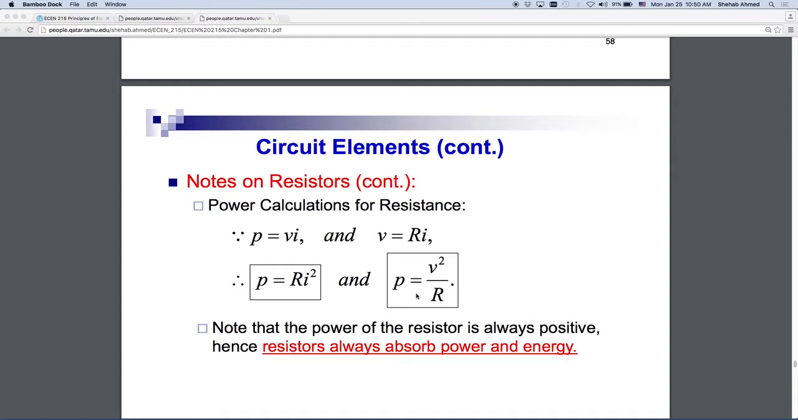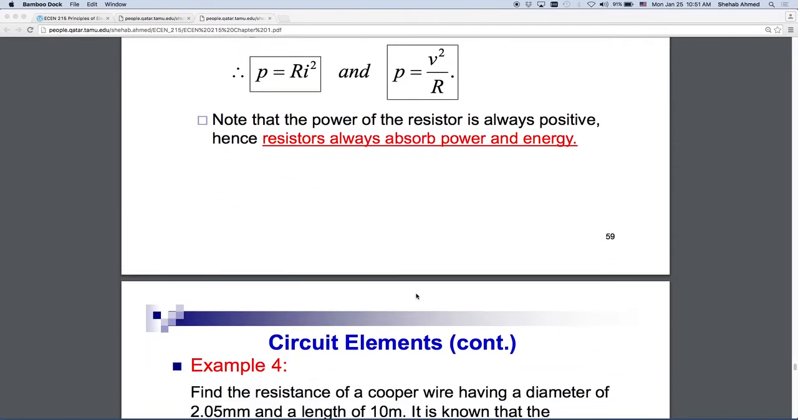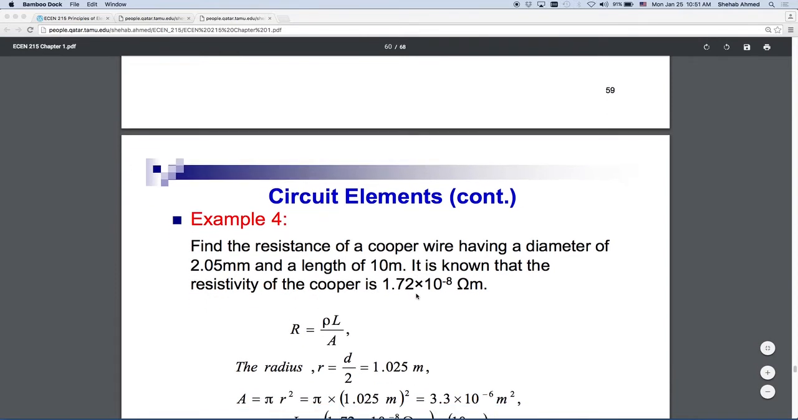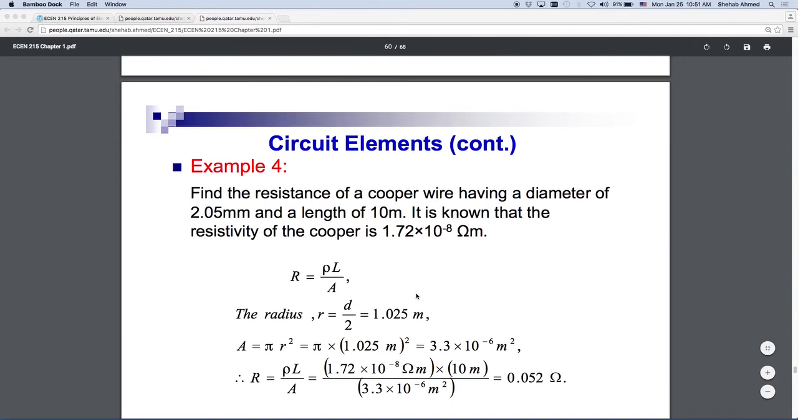Sometimes you will have voltages known, so you use one equation. Sometimes you'll have currents known, so you'll use the other equation. So we'll spend some time doing some examples on everything we covered so far.